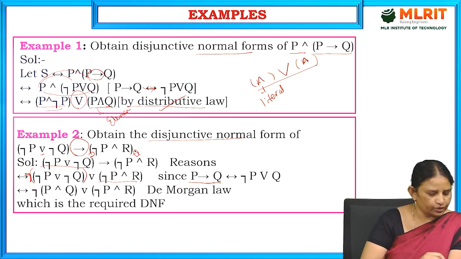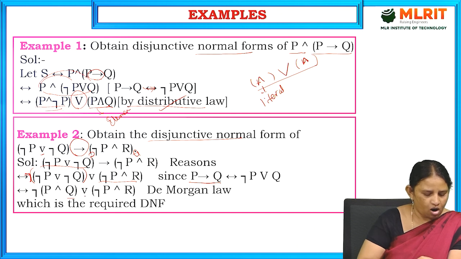What are we going to get? The negation is taken out. That means negation of negation P becomes P, the AND becomes R, then negation Q becomes Q.